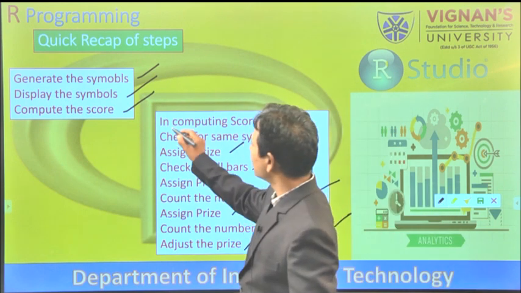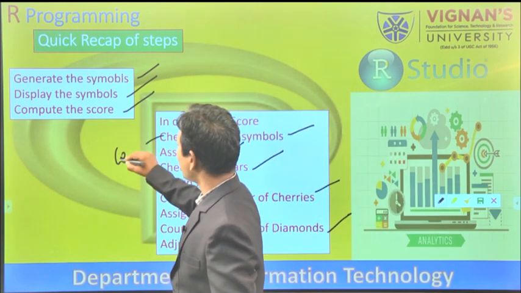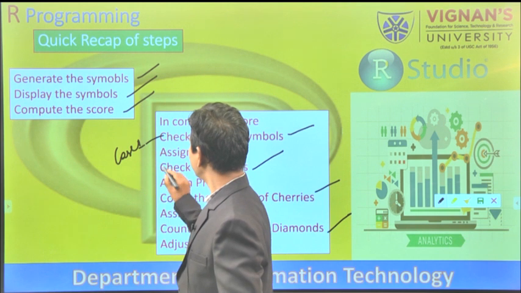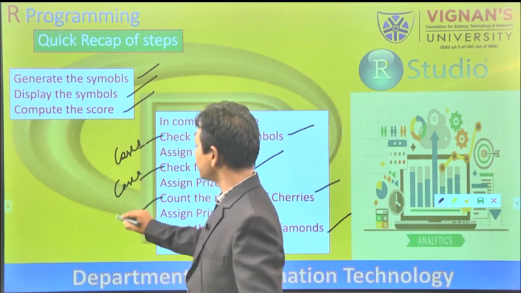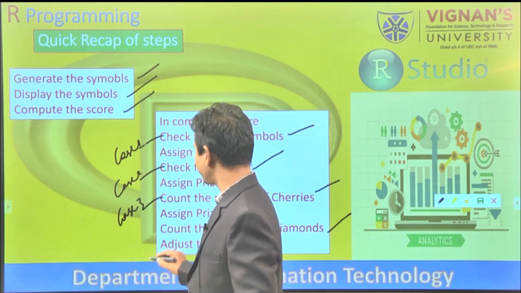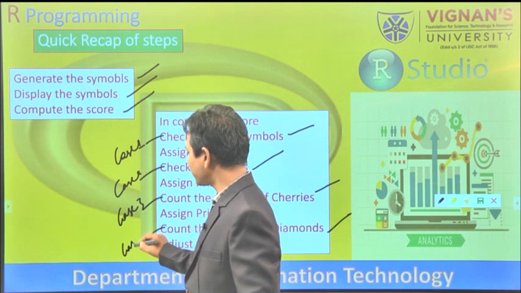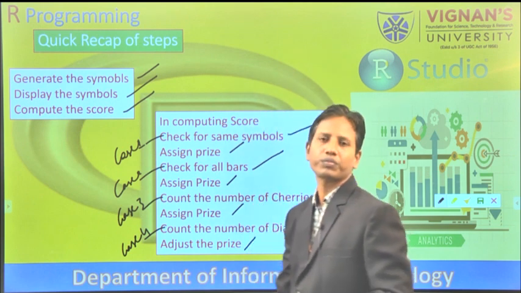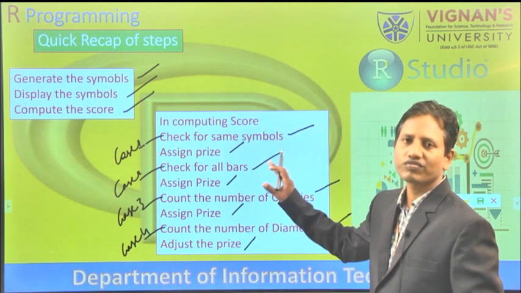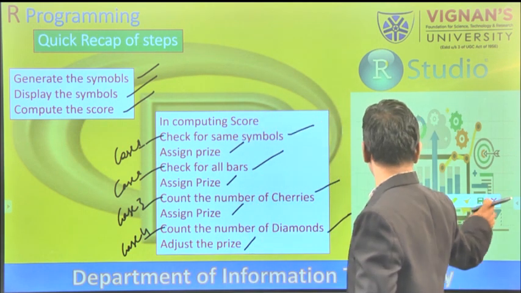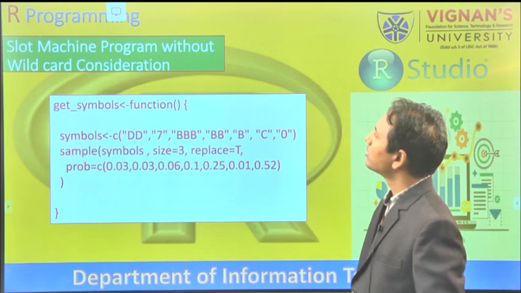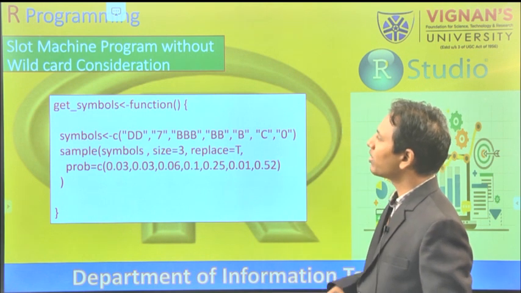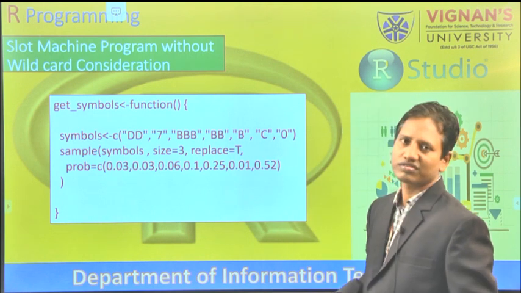Okay, this is case 1, this is case 2, and this is case 3, and this is case 4. Like this, we got 4 cases. The entire slot machine program without wildcard considerations.